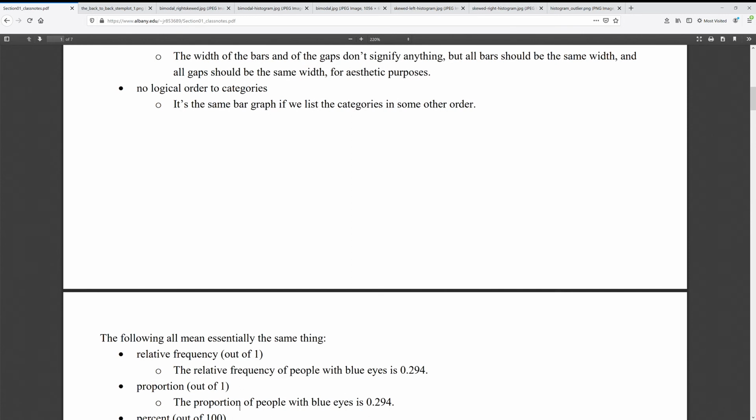The proportion of people with blue eyes is also 0.294. Now, if you're talking connotatively, there's maybe a very thin hair difference between the two. Relative frequency kind of implies a decimal, whereas proportion kind of implies a fraction, 294 divided by 1,000. But numerically, it's exactly the same thing. The proportion, the relative frequency of people with blue eyes is 0.294.